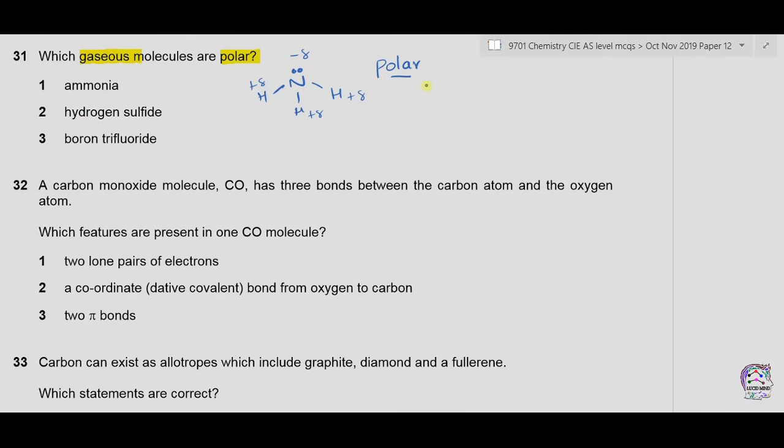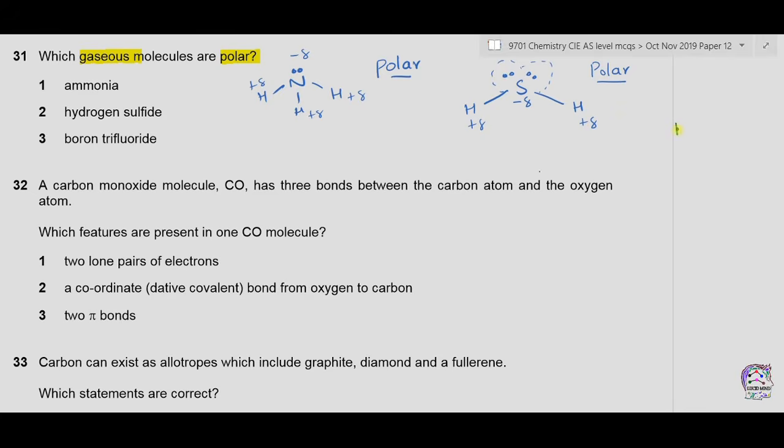In option 2 we have hydrogen sulfide. Sulfur belongs to group 6 in the periodic table, so it has 6 electrons in the outermost shell, out of which 2 electrons are bonded with 2 hydrogen atoms and 2 lone pairs are also present. As sulfur is more electronegative, it would have partial negative charge and hydrogen would have partial positive charge. The structure of H2S is like water. It is also a bent structure and this is polar in nature.